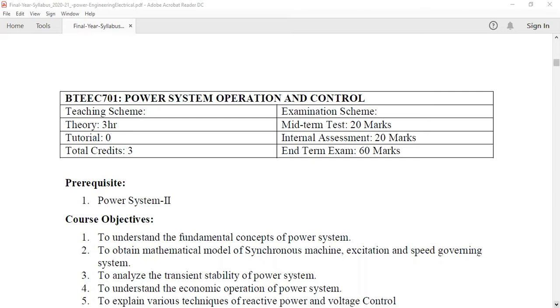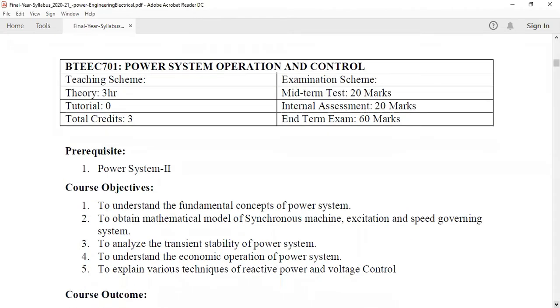First, the course objective is to understand the fundamental concepts in power system. Then, to obtain mathematical models of synchronous machine, excitation, and speed governing system. Third objective is to analyze the transient stability of the power system. The fourth objective is to understand the economic operation of power system. And the last objective is to explain various techniques of reactive power and voltage control.